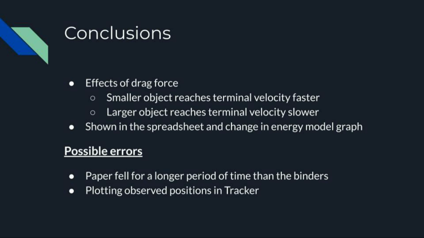Some errors that could have an effect on the results of the lab include the fact that the paper fell for a longer period of time than the binders, which could have an effect on how the data can be observed, and the way that I plotted my point mass in Tracker, which could have been slightly off.